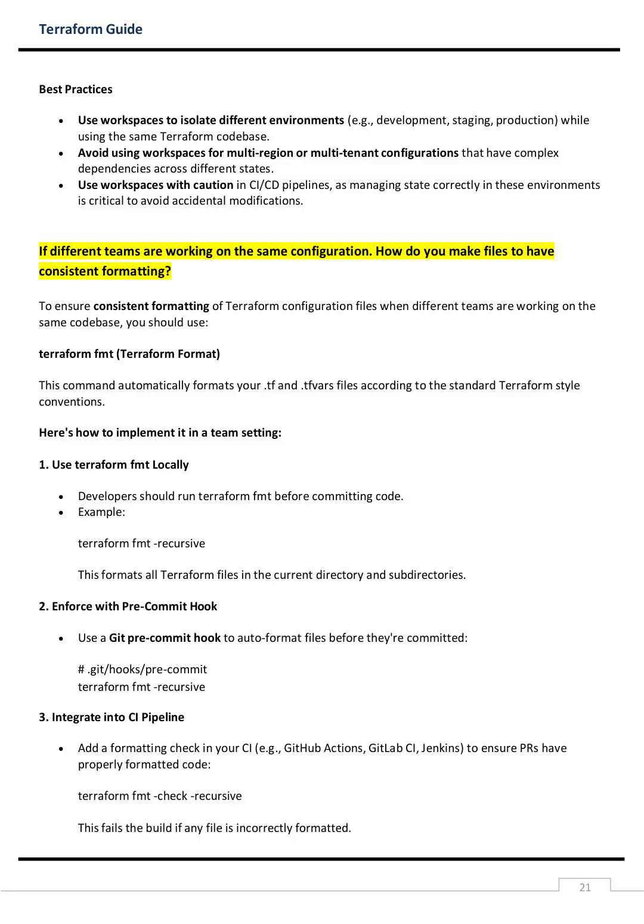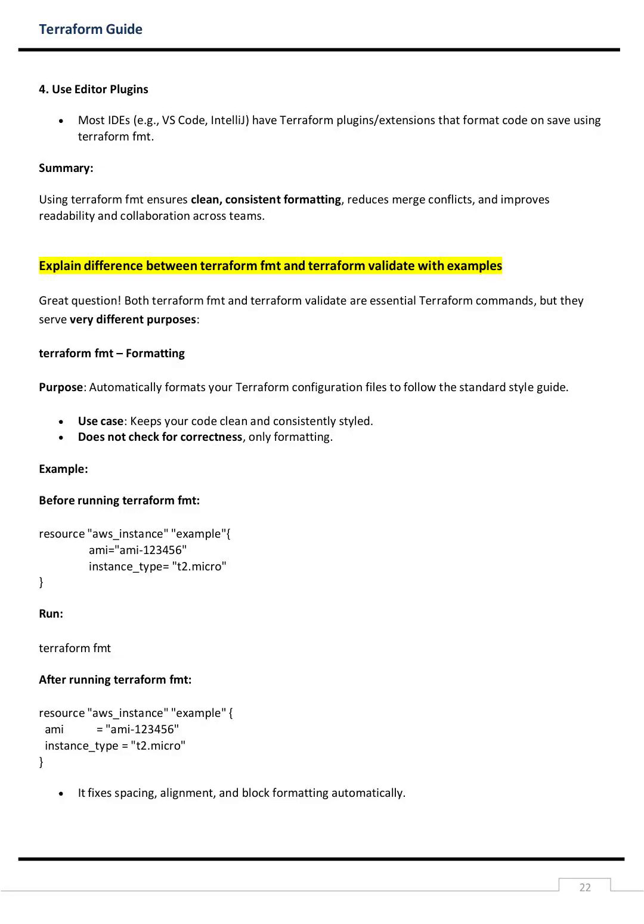4. Use editor plugins. Most IDEs, for example VS Code and IntelliJ, have Terraform plugins or extensions that format code on save using terraform fmt. Summary: using terraform fmt ensures clean, consistent formatting, reduces merge conflicts, and improves readability and collaboration across teams.